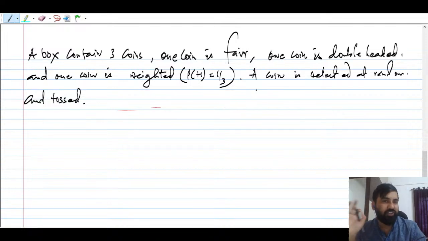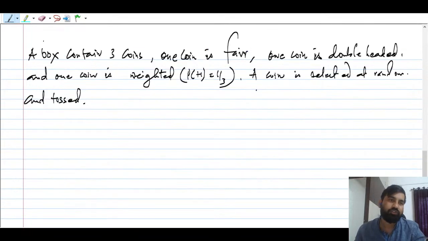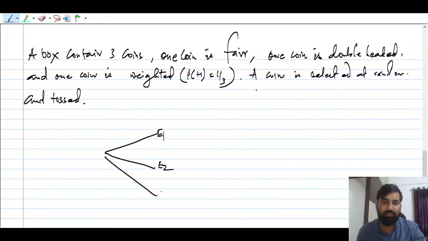See, you can also do this solution step by step. But in step by step, it will take a lot of time, because you will write all the events. So I would suggest don't write anything. If you want to do the same question with events, suppose these are the events E1, E2 and then E3.